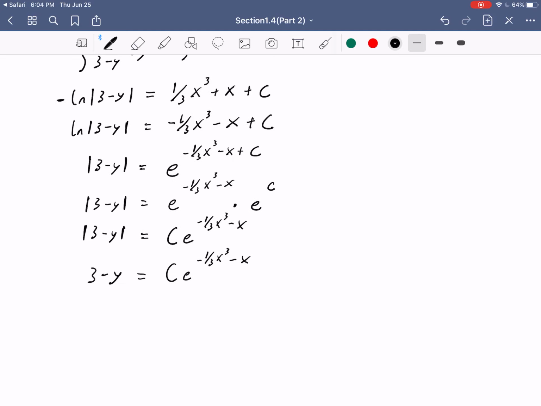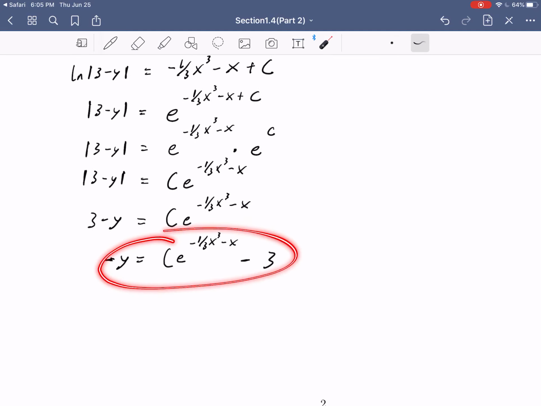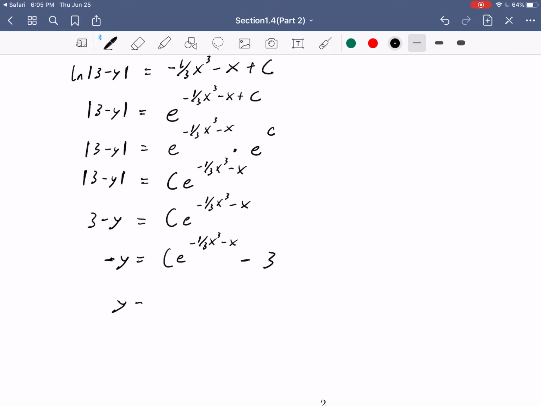So this time it looks like we could easily go ahead and get an explicit form for this. It looks like we should be able to get this as minus y is c e to the minus 1/3 x cubed minus x, minus 3. And then if we negate both sides, we get y equals 3, and then, of course, minus c e to the negative 1/3 x cubed minus x. But minus c, that's the same as just another constant.